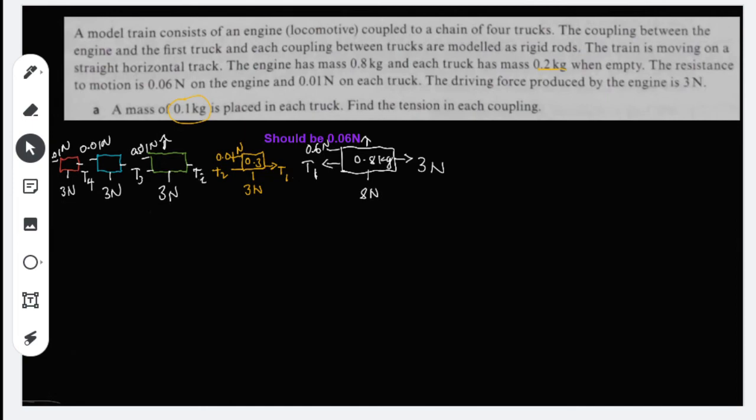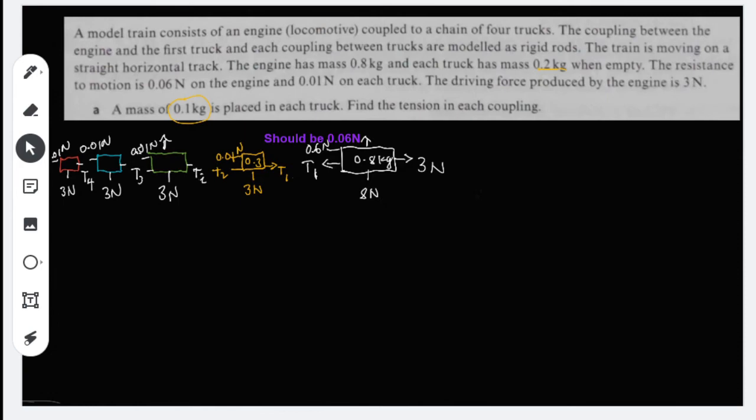The next thing that we're going to do is find the resultant horizontal forces on the system, which are the driving force and the resistances. So we will be solving for the acceleration. We're going to treat it as a whole system, so we can compute for the acceleration. Remember, the acceleration on each track and the engine will be the same.